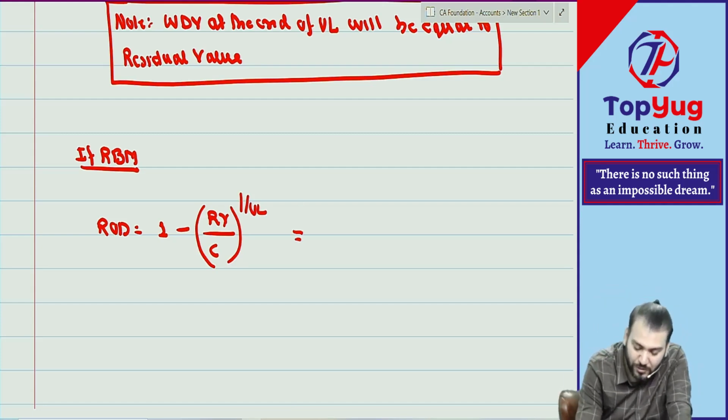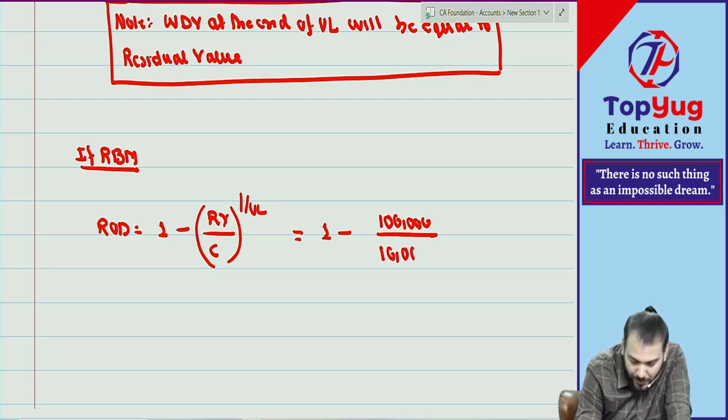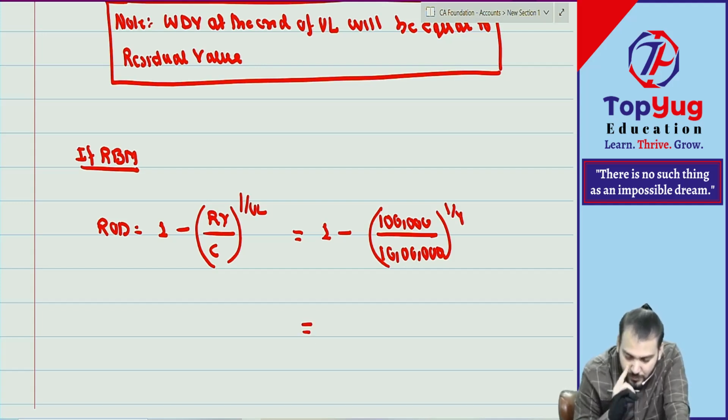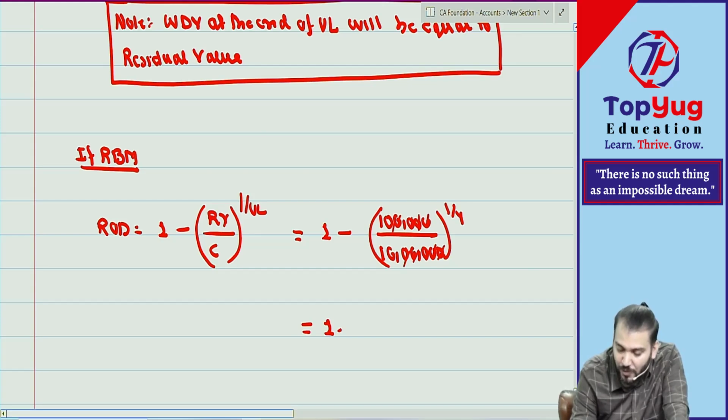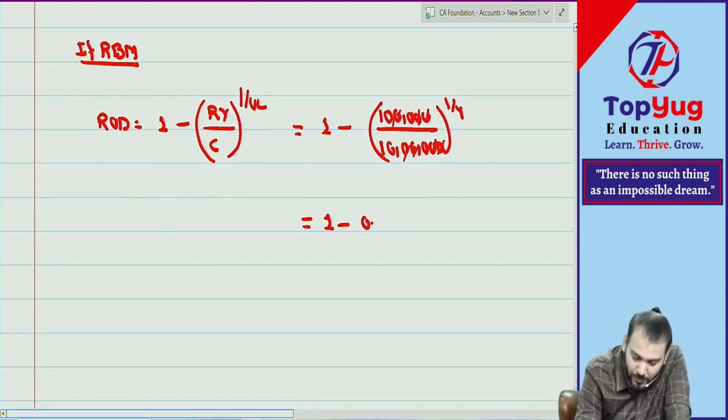What is the residual value I have given? What is the cost I have given? 10 lakh, to the power 1 by 4. Correct. Can you solve it? Yes, we can solve it. So this will be 1 by 10. 1 by 10 means what? 0.10. This is to the power 1 by 4. Can you solve it?